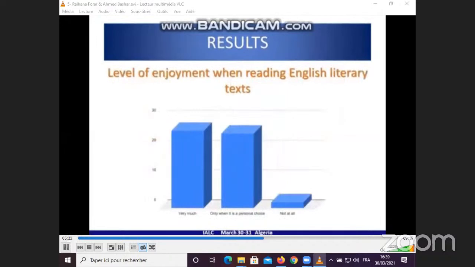To make sure that we are dealing with a sample that loves and enjoys to read literary texts in English, a question was asked in that respect. As you can see from this bar chart, the results demonstrate that the majority of the respondents do love and enjoy reading.